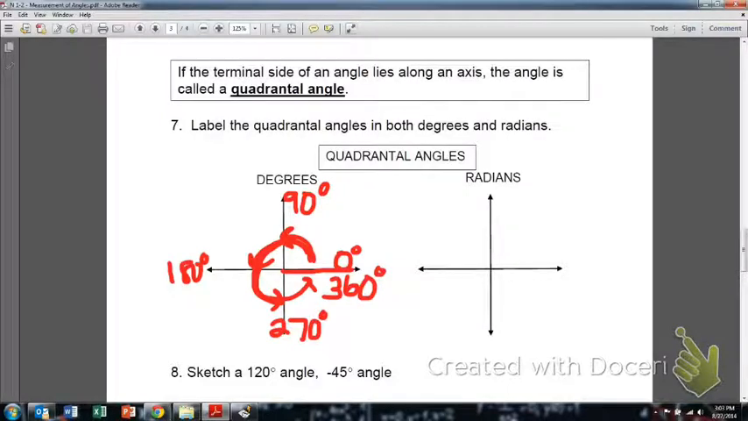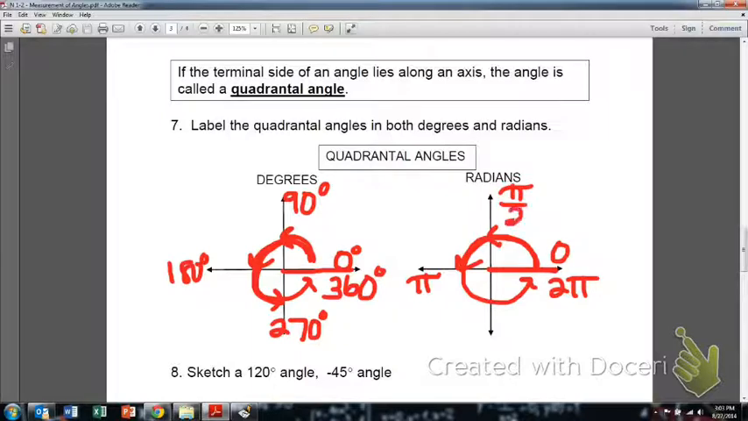So then these same angles in radians, we know that 0 would still be 0 in radians. No rotation at all, still 0. And we know that all the way around is 2 pi. So from that we can figure out some of the others. Halfway around would be 1 pi, or just pi. A quarter of the way around, halfway between 0 and pi, would be 1/2 pi, or we call it pi over 2. And then 3/4 of the way around, halfway between 1 pi and 2 pi, would be 1.5 pi, or 3 pi over 2. So those are called quadrantal angles.